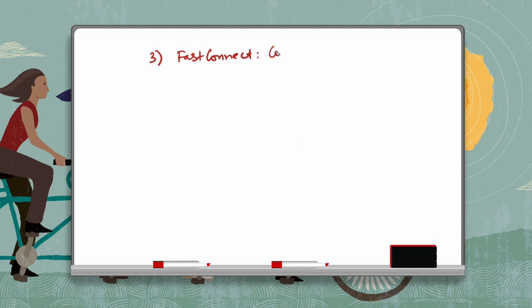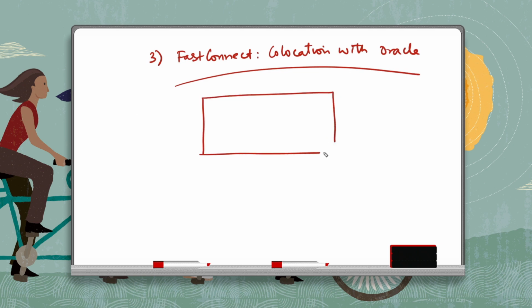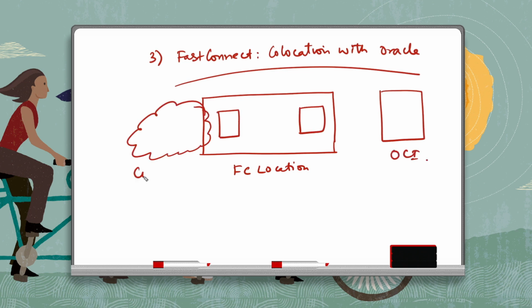Fast Connect co-location with Oracle. So let me once again draw it. This time I will draw the Fast Connect location and OCI. So this is the customer data center. So this is your cage. This is Oracle cage. So there are physical and logical devices inside the cage, and inside your cage there will be edge device.